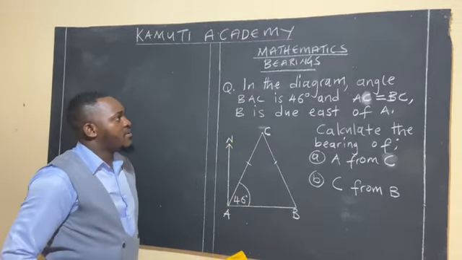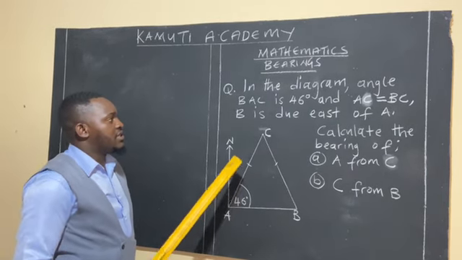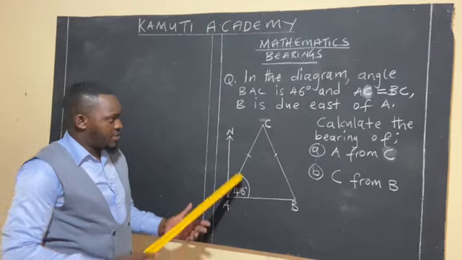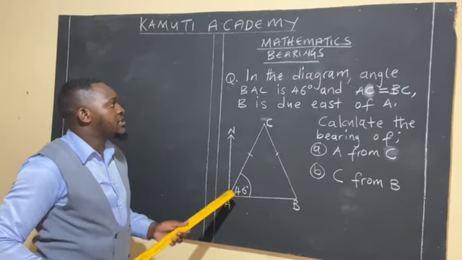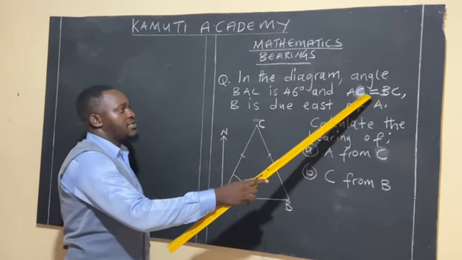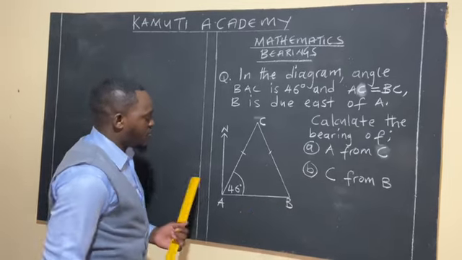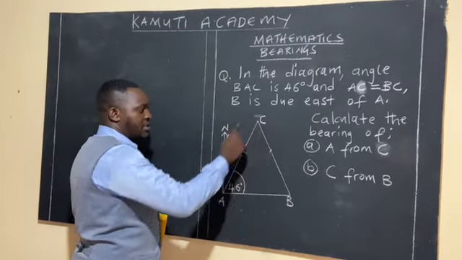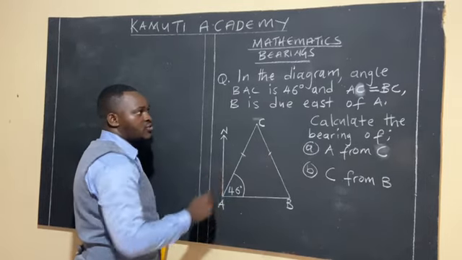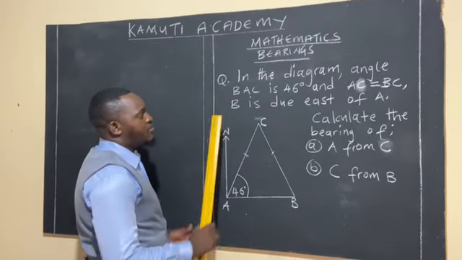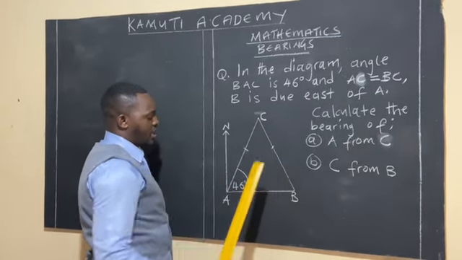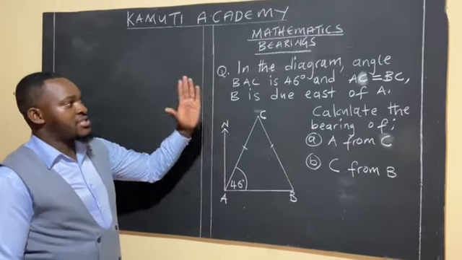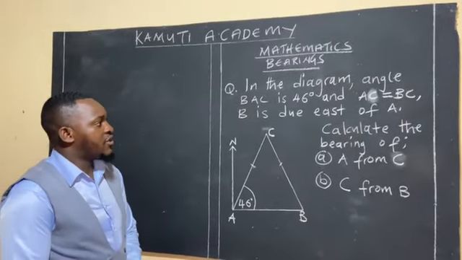In the diagram, angle BAC is 46 degrees, and AC is equal to BC. So from A to C, the line AC and the line BC, they're the same. As you can see, these two lines are the same. Then B is due east of A. So that's the instructions. Those are the instructions that have been given.